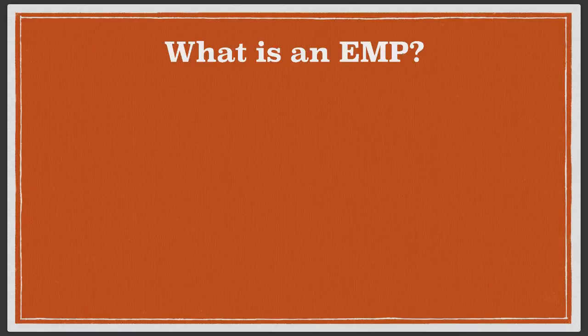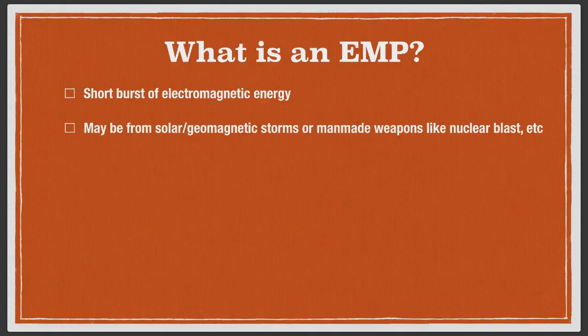It's a short burst of electromagnetic energy. Don't worry, we're not going to get super technical here. This is only for a quick minute or two of foundational info to work with. But an EMP may be from a solar geomagnetic storm, or it could be from man-made weapons like a nuclear blast, or perhaps even other weapons that can produce EMPs.